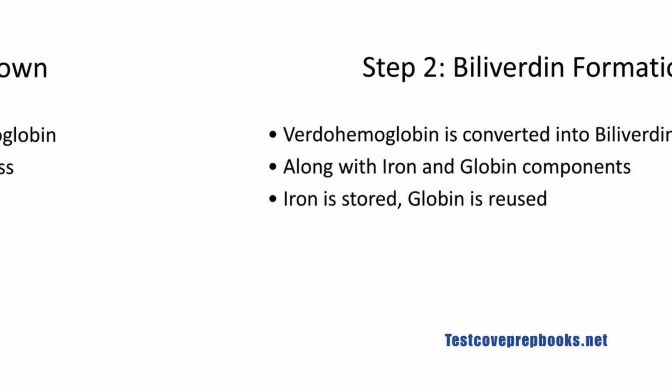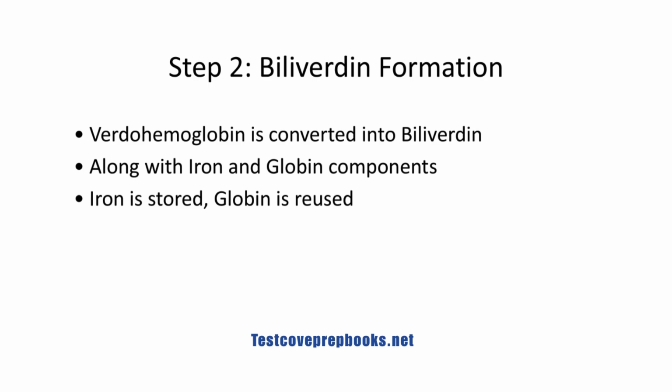Step 2. Formation of biliverdin. Verdohemoglobin is further processed into biliverdin, along with iron and globin. The iron is stored for reuse, while the globin proteins are recycled.